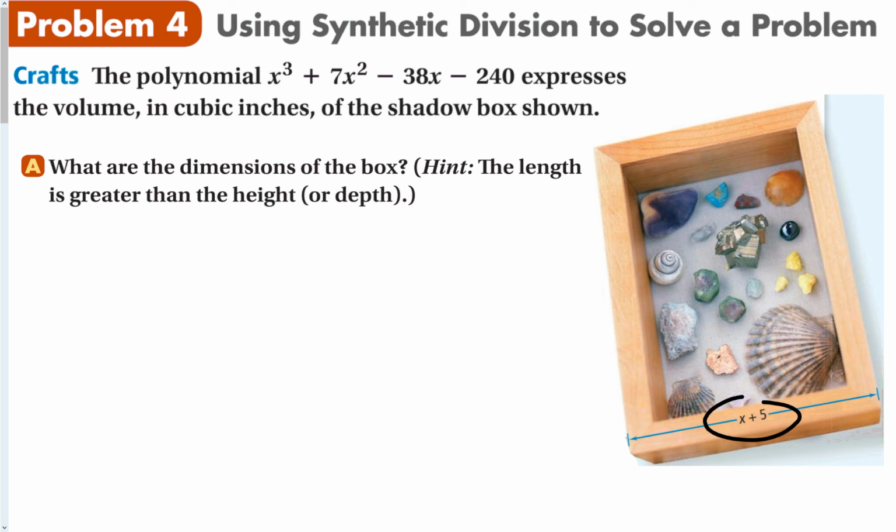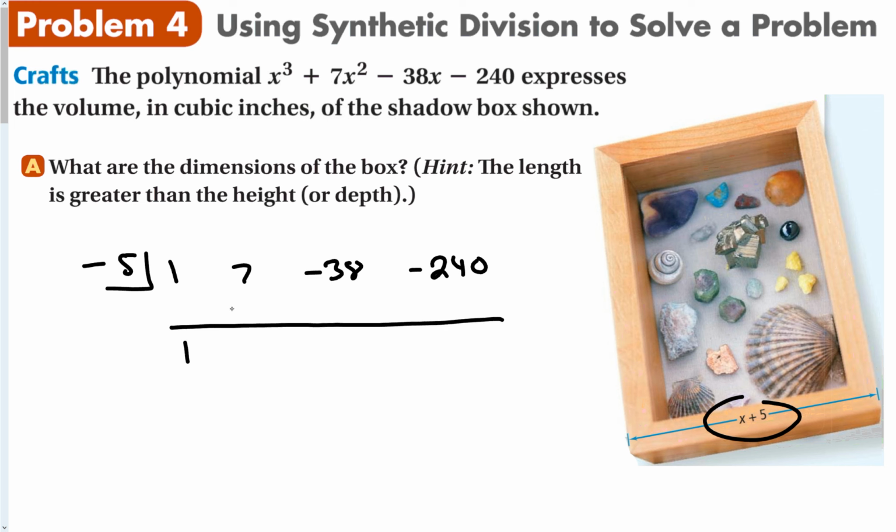So let's divide that out. I'm going to use synthetic division because it's linear. I'm going to put the opposite sign in the little box here. I'm going to put my coefficients 1, 7, negative 38, negative 240. Put my line, bring down the 1, multiply, bring this down, multiply, negative 48, and negative 5 times negative 48 is 240. So this works, okay?